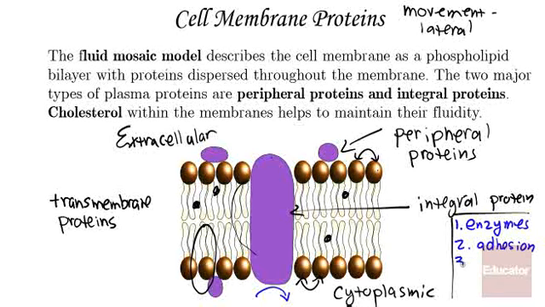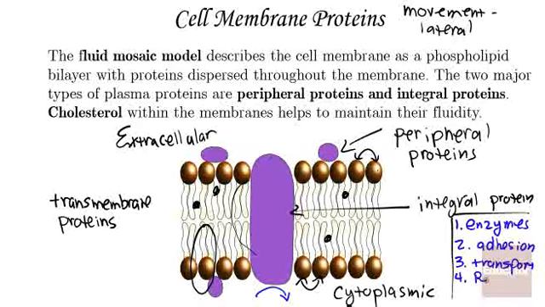Third function is transport. The cell membrane is only selectively permeable. It only allows certain substances to pass through the phospholipid bilayer. So in order for other substances to pass through, they need a transport protein. There's a couple ways in which the proteins can transport it. It can be a channel, or it can undergo a conformational change. Either way, some of these proteins act as transport proteins. And that's why, if you look at this one, it's traversing the entire cell membrane. So it could function as a transport protein.